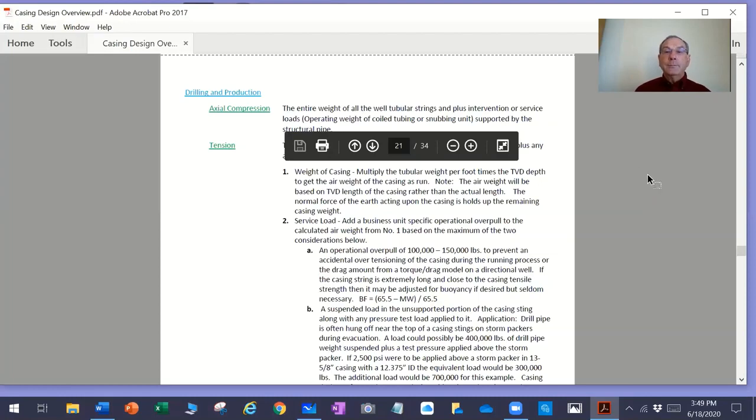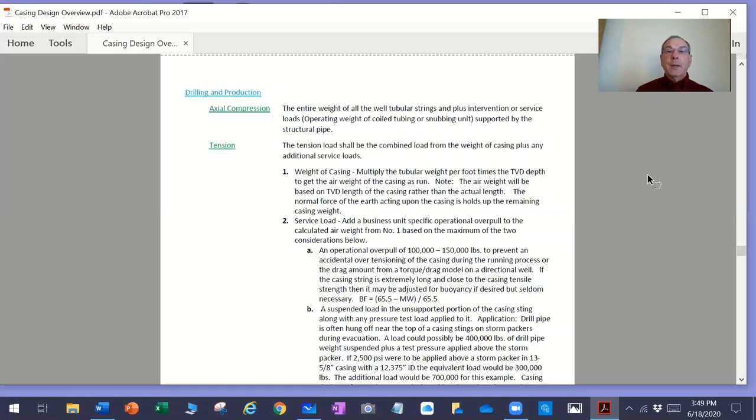Now, the tension is, generally speaking, the combined load of the weight of the casing plus any additional service loads. The way I think of it, and different people could argue with me, the actual weight of the casing that you're going to support on the hook load, the air weight, is going to be the TVD depth times the weight per foot for the casing. So the maximum weight you would ever have on the hook load is going to be the TVD depth times the air weight of the casing.